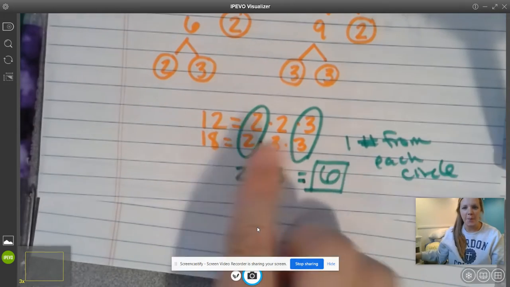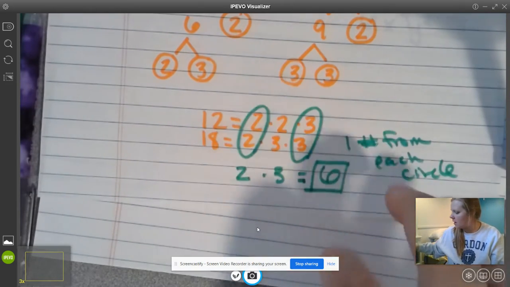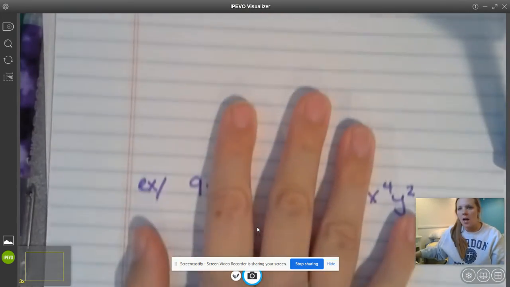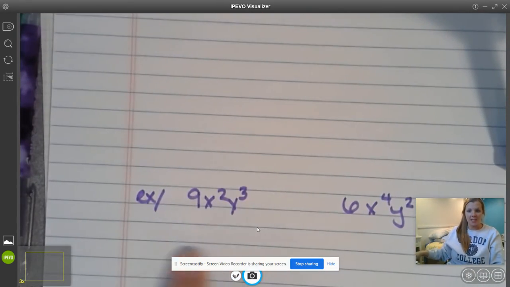Hello. We just found the greatest common factor of 12 and 18. It was 6. We have 2 more examples. This is where we need to end up.